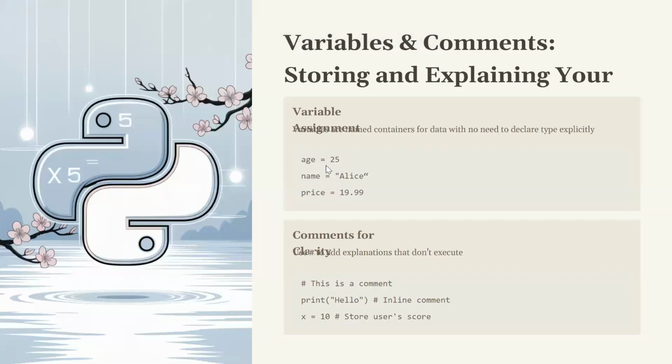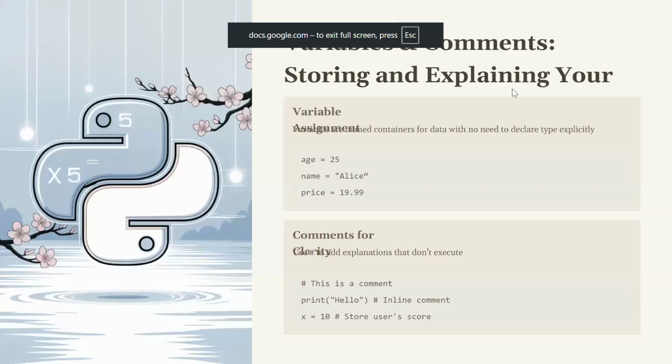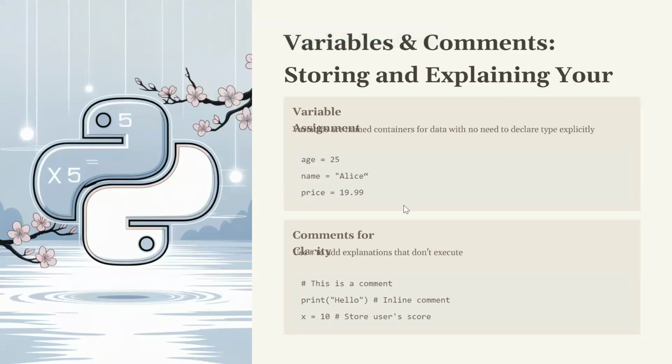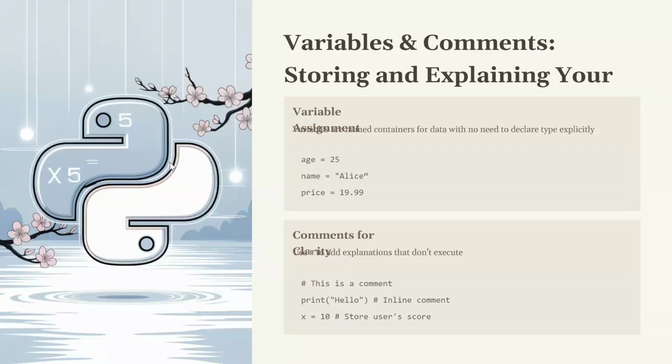There is nothing new, just comments and variables we covered today. Is it visible to everyone? This is the variable declaration and comments. We covered numeric types: int, float, and complex, text types (strings), and boolean types. Up to this, we have already covered. Is everyone clear with this?